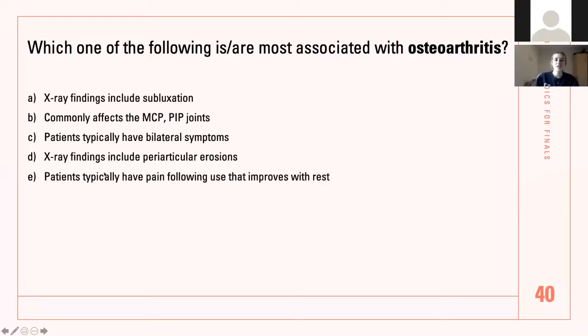And I'll go on to the answers again straight away because I know you probably all want to enjoy your Saturday. So it is E, so patients with osteoarthritis will typically have pain following the use that improves with rest.